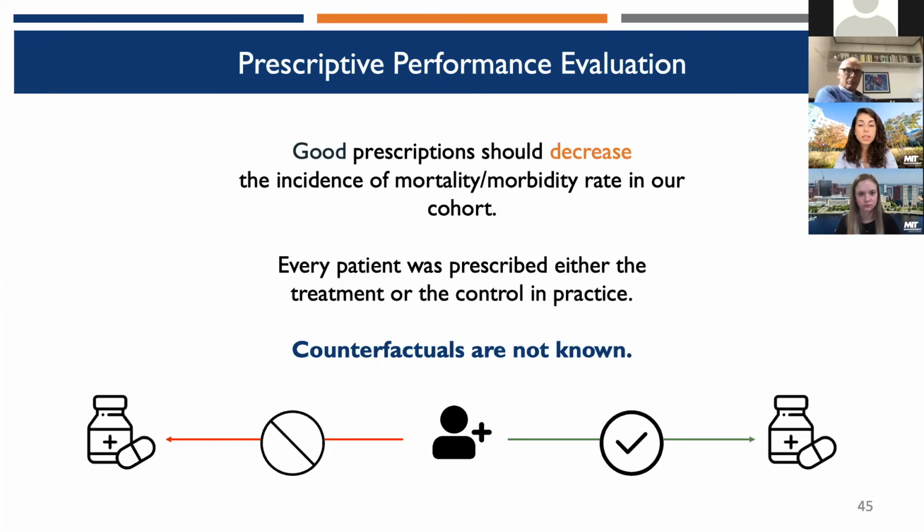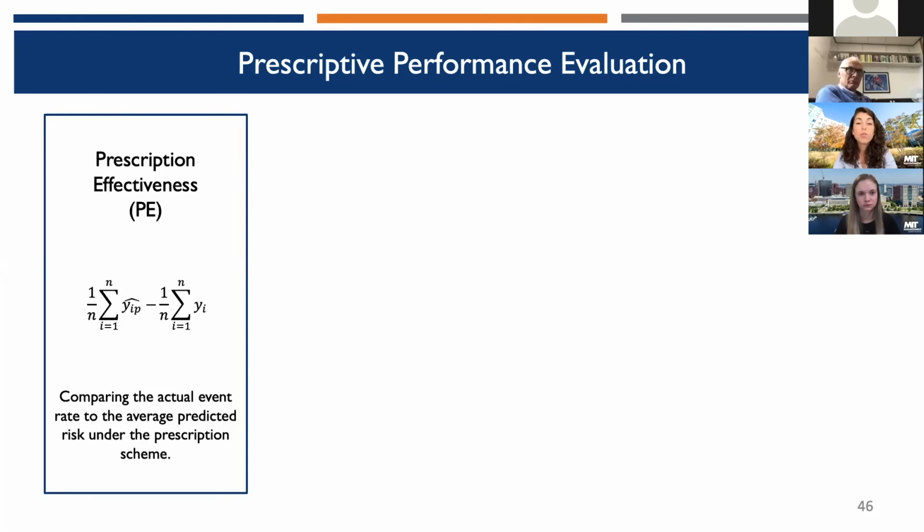So we performed this assessment in several ways. First, we focus on prescription effectiveness, and that way we compare the actual event rate to the average predicted risk under our prescription scheme. So if the raw mortality morbidity rate is 30% and the average probability of mortality morbidity in our data under our prescription scheme is 25%, then the PE, or prescription effectiveness metric, is minus 0.05. And so here negative values indicate improvement. Now, there is a problem here because PE could be biased in its estimate of the outcome probability since it compares what happened in practice with a machine learning estimation.